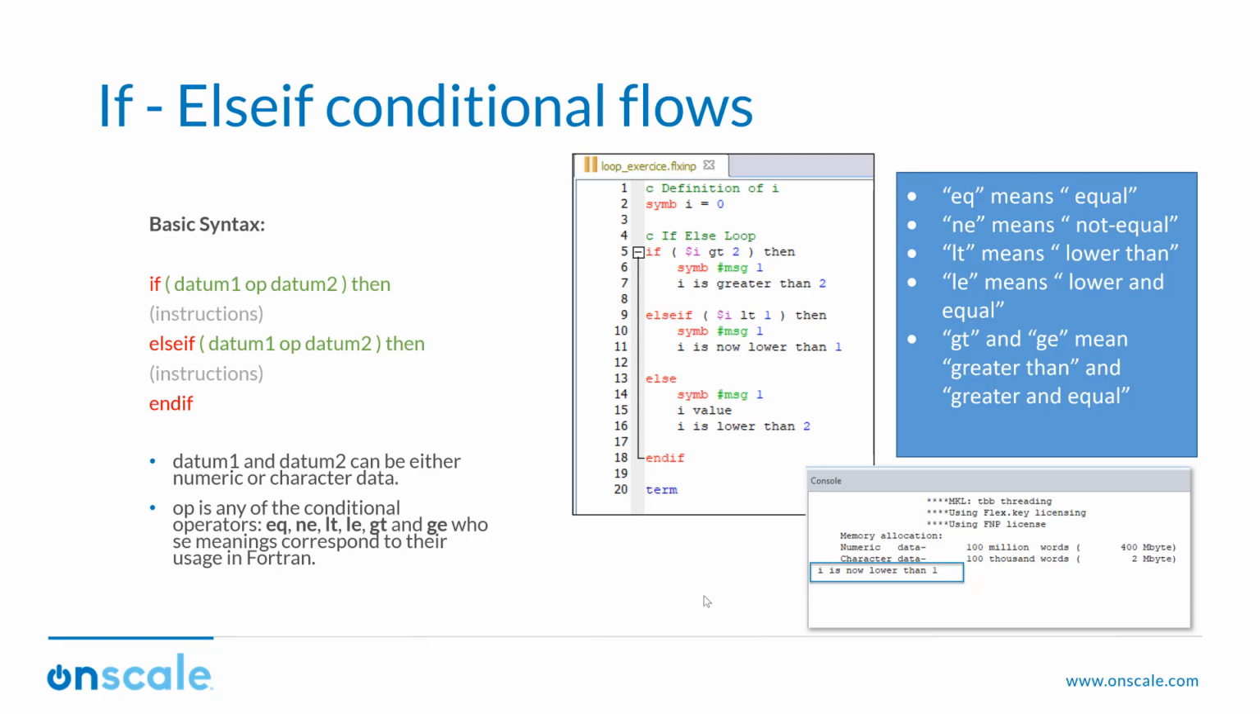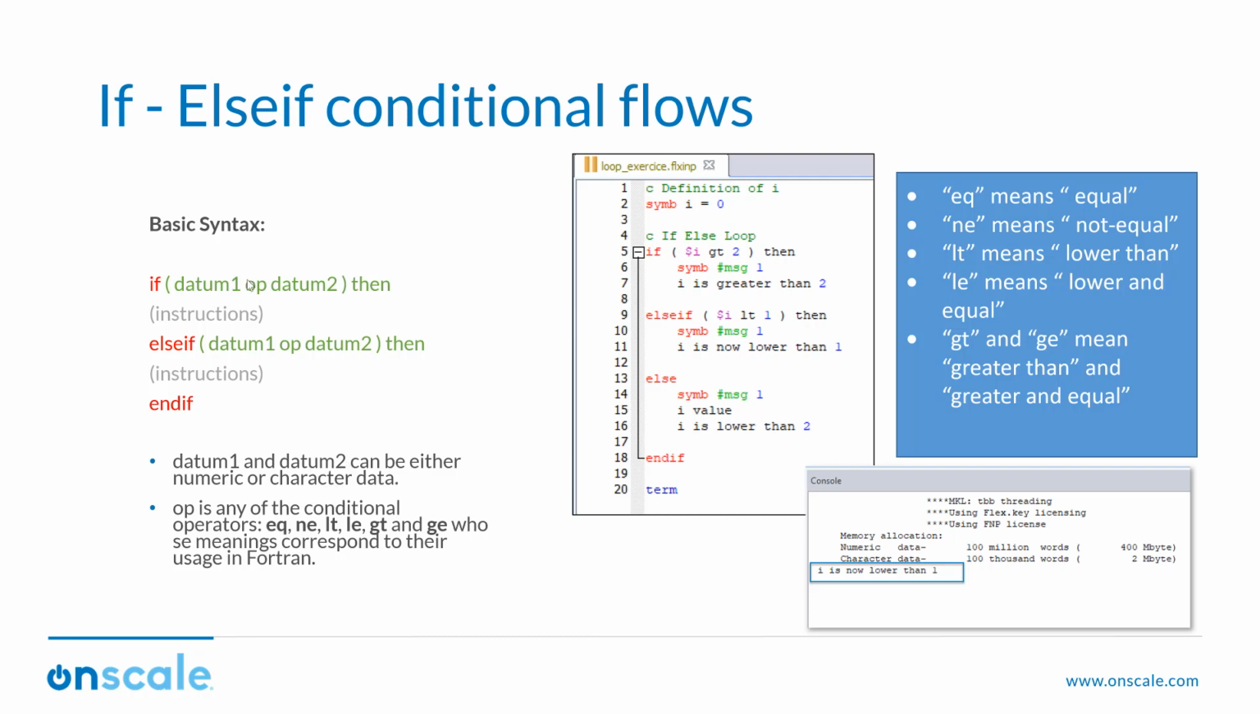Now let's have a look at another type of conditional flow, if, else, if. So it's a classic type of instruction when you're doing coding. The syntax is like if, then you put some parentheses, and in between the parentheses you have a comparison between two numbers. The number 1 here is called datum1, and the number 2 is called datum2, and they can be either numeric or character data.